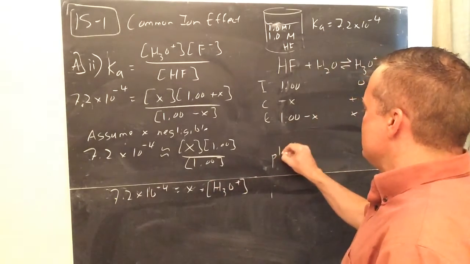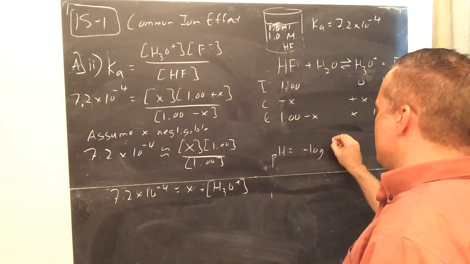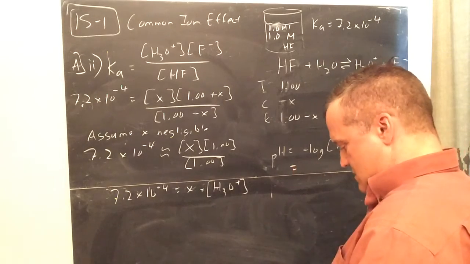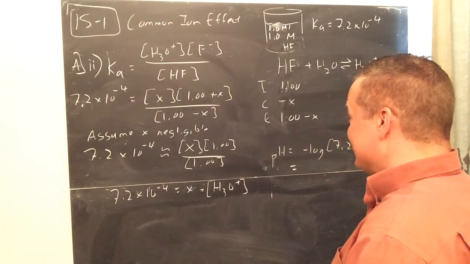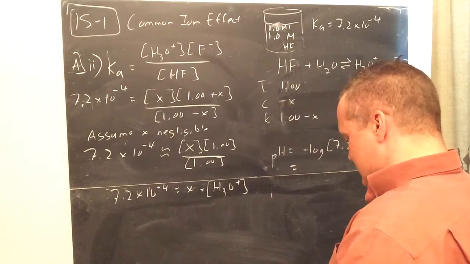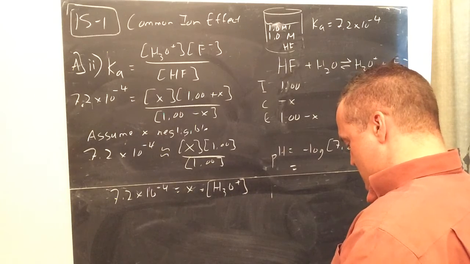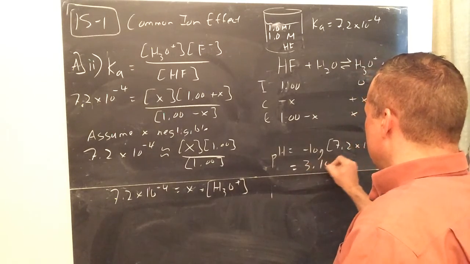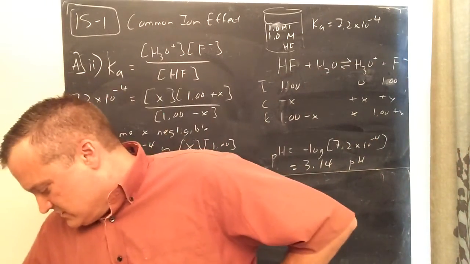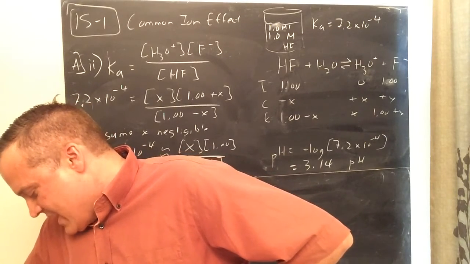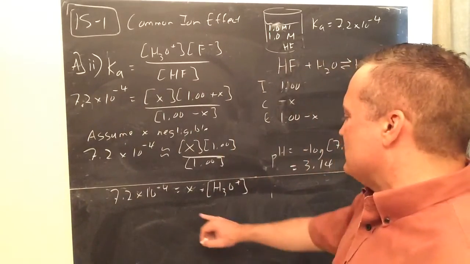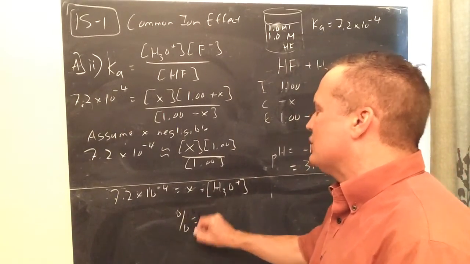So my pH will be negative log of 7.2 times 10 to the negative 4. They call that the pKa, actually. Well, it is in this problem the Ka, 7.2 times 10 to the negative 4, and it's 3.14 is the pH. So, question number, well, it should be 3, but it says 2. How do these values compare? Oh, percent ionization. I mean, you can do that as well. It will be percent ionization, and you can find the OH as well.